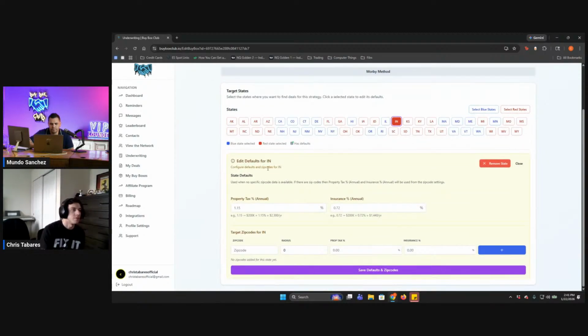Edit defaults for Indiana. Configure defaults and zip codes. So something he did tell me here. Hang on, let's go in order here. State defaults. When no specific zip code data is available, the property tax percentage annual and insurance annual will be used from the zip code settings. When no specific code is available. What is this taking from then?